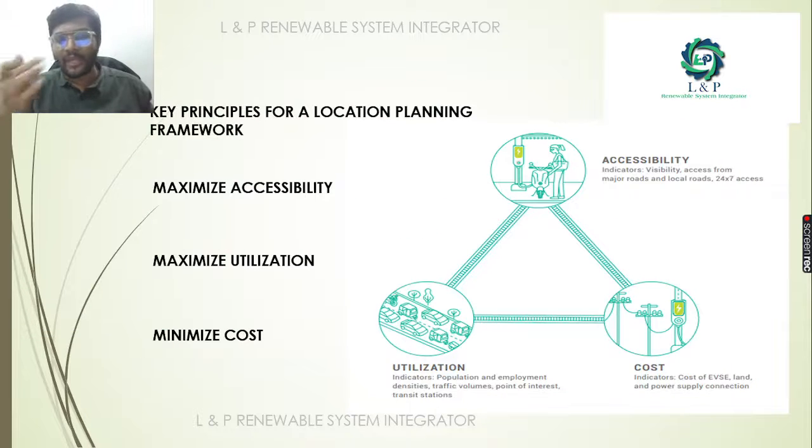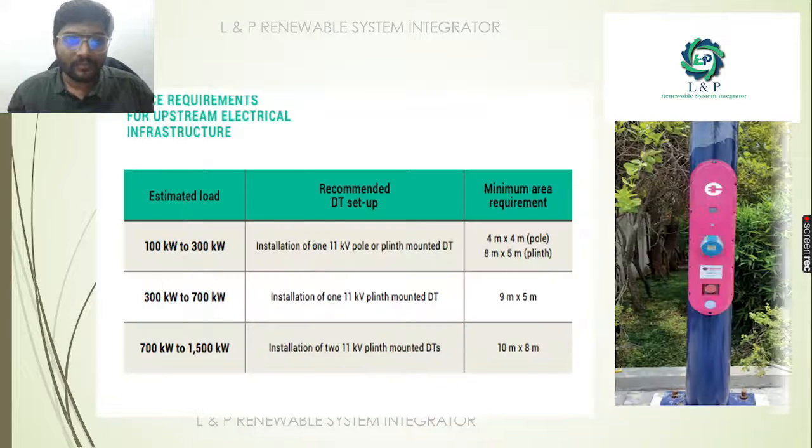For example, in the key principles, we need to create maximum accessibility. It should be available 24 into 7 hours. We need maximum utilization, and we also need to minimize the cost.